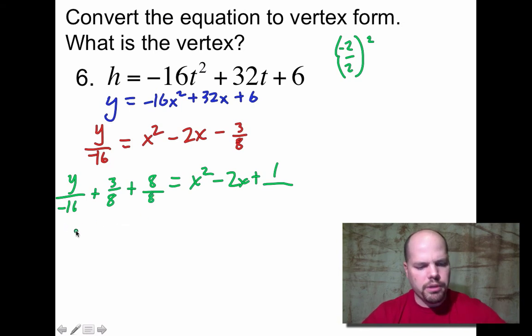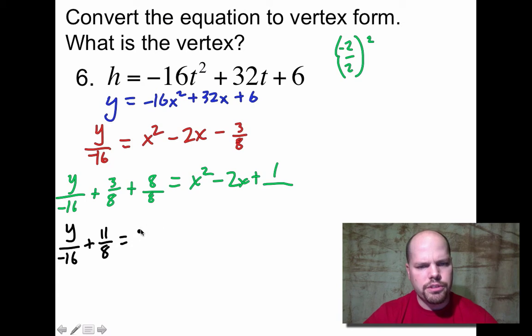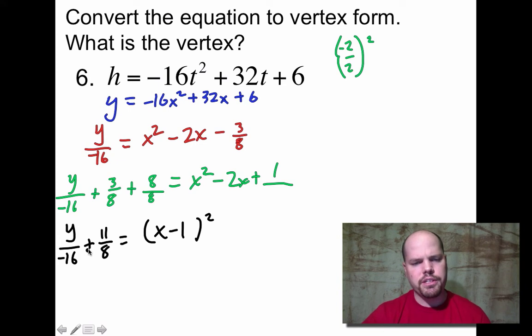Okay, so I end up with y over negative 16 plus 11/8 equals what binomial squared? x minus 1. That's what x squared minus 2x plus 1 would be. That's a perfect square, the square of a binomial. Now, this is where I need to get this back to y equals, not y divided by negative 16. So I'm going to multiply both sides by negative 16.